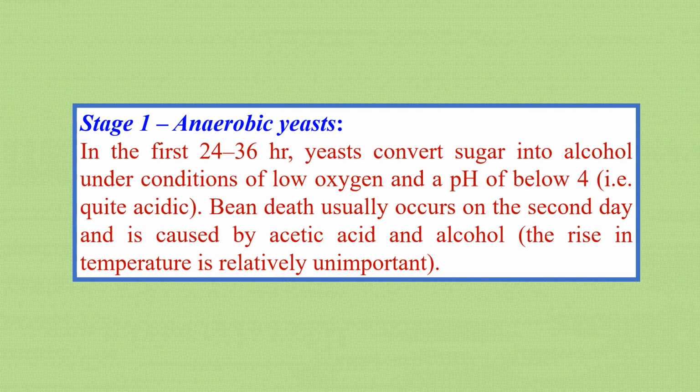Stage 1 of fermentation is an anaerobic condition where yeast are the responsible microorganisms. In the first 24 to 36 hours, yeast convert the sugar into alcohol under low oxygen condition and a pH of below 4. Bean death usually occurs on the second day and is caused by acetic acid and alcohol.